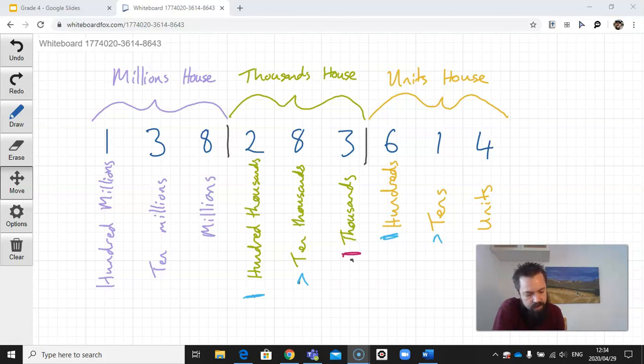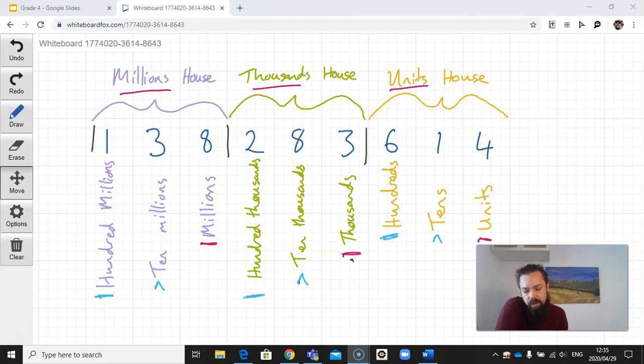This one is just the house name. So the units house and the thousands house. Let's see if that continues into our millions house. So the millions house is the purple one. Well, we also have the word 100 over there. We also have the word 10 over there. And our millions house is the word that's over there. So there's definitely some kind of pattern going on here.